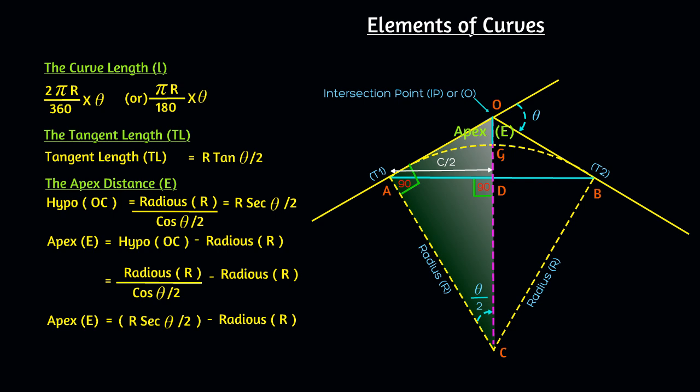While designing the curve, in most cases, we may know the apex distance from the field. Then, with the help of that, we can calculate the radius, which is the hypotenuse OC minus the apex distance, which gives the radius of the curve.